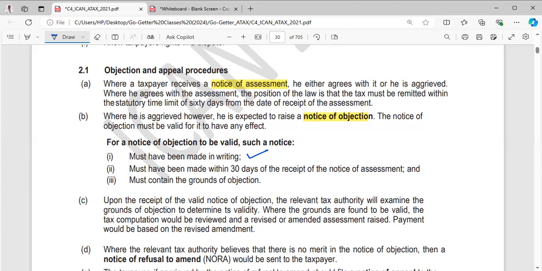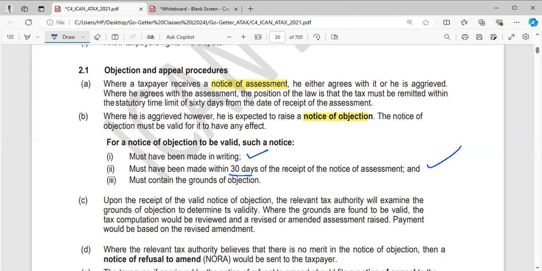Now, second factor that will make it valid, it must be done within 30 days of the receipt of the notice of assessment. So it means if your notice of assessment was given to you on 1st of September, and you are not happy with it, before 30th of September, you should write your objection. Otherwise, when it gets to October 1, the 30 days has passed and it can no longer be valid.